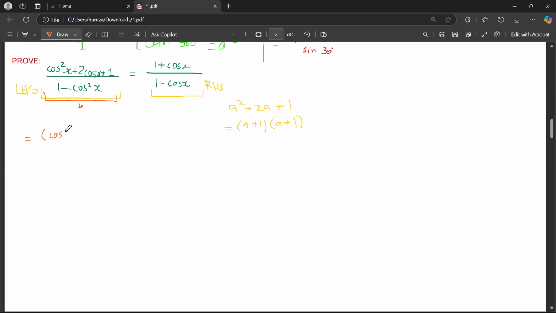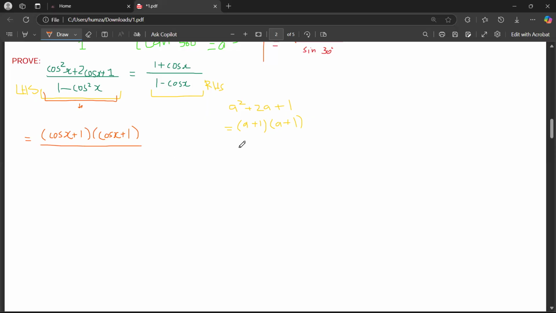cos x plus 1 and cos x plus 1. So this was the numerator. Now look at the denominator, 1 minus cos squared x.